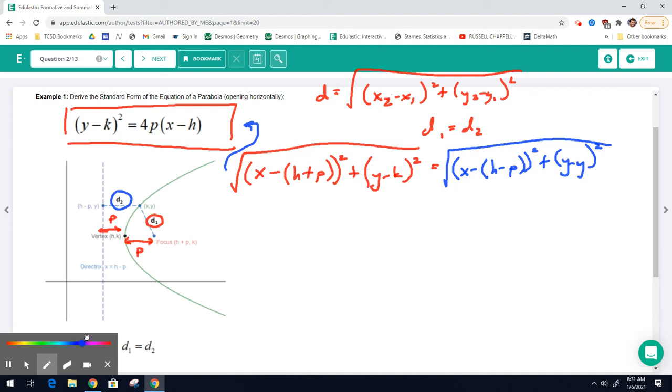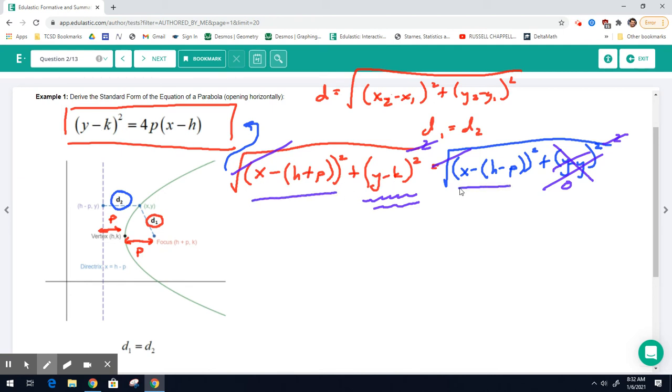So what I'm going to do here is I'm going to square both sides. When I square both sides, the square roots and the squared will cancel, so no more square root. On the right-hand side, y minus y, that's 0, and 0 squared is 0. That goes away. Now, it's very important. On this side, we want to keep this. We don't want to touch the y minus k squared, right? Because we want that. But we do want to mess with this, and we want to mess with this.